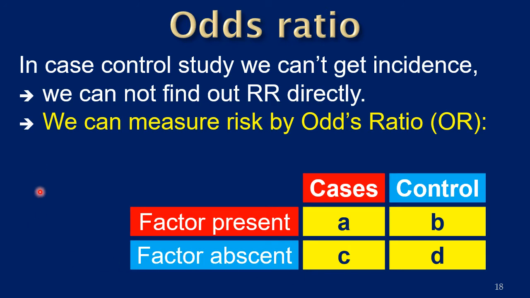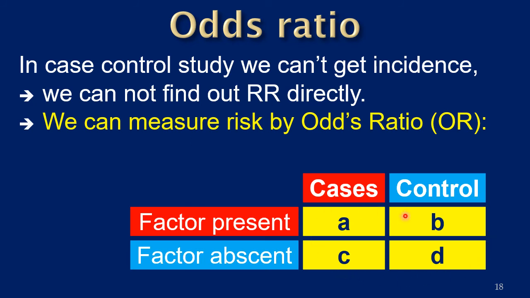Now, the last measure I want you to know is called odds ratio, OR. In epidemiological studies which are case control, we cannot get incidence. So we cannot find out relative risk. So, how to measure risk here? It is measured by odds ratio. How can odds ratio be calculated?